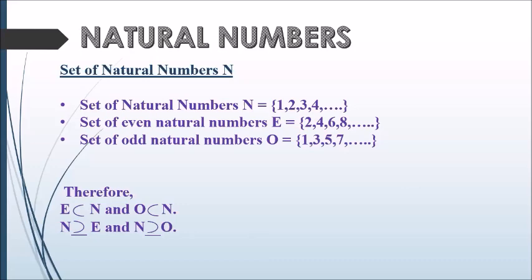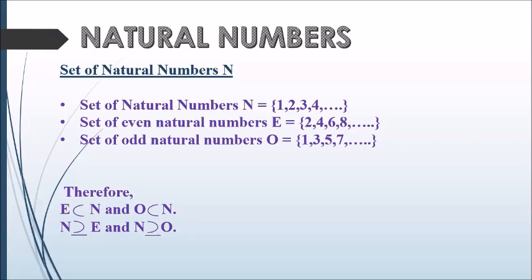When N has all the elements of E, it means N is a bigger set and E is a smaller set. So you say E is a subset of N. And similar is the case with the odd numbers: 1, 3, 5, 7. The set of natural numbers N has all the elements of the set of odd numbers, and therefore O is a subset of N.